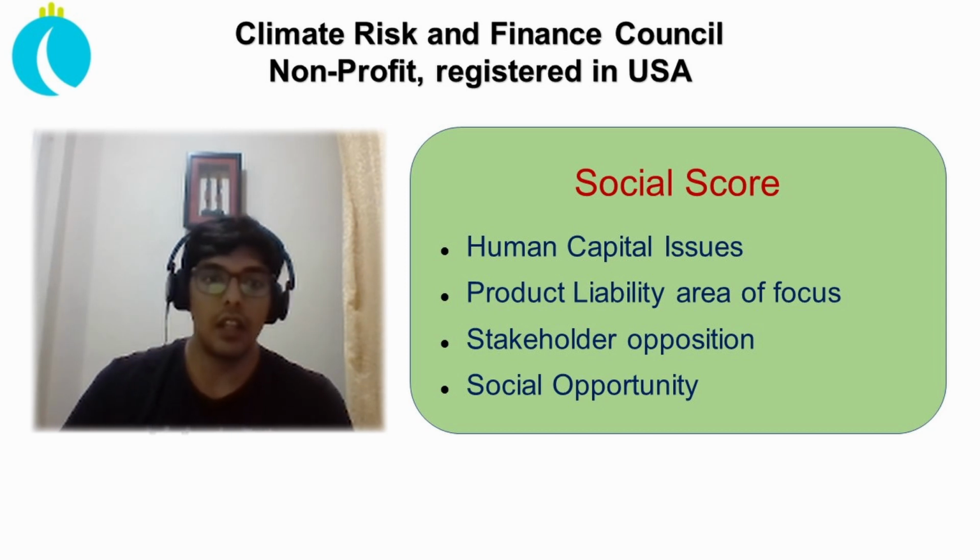The third part is stakeholder opposition. These are things like controversial sourcing, such as the cocoa industry sourcing from countries which use child labor, and things like community relations. And the last part is social opportunity. These look at access to communication, access to healthcare, and opportunities in nutrition and health.